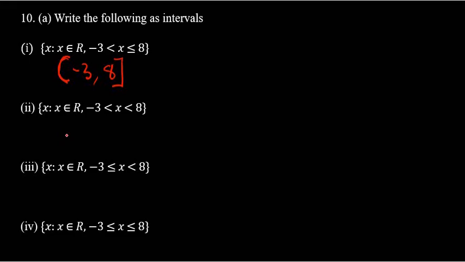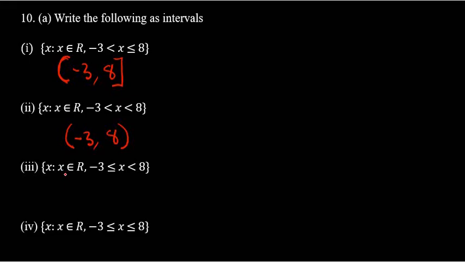Then the second interval, they are saying x is such that x is a member of real numbers. Then -3 is less than x, and x is less than 8. So in this situation, both of them are not included. If both of them are not included, meaning that they are open. So open this side, -3, 8, closed. So you have open and open.